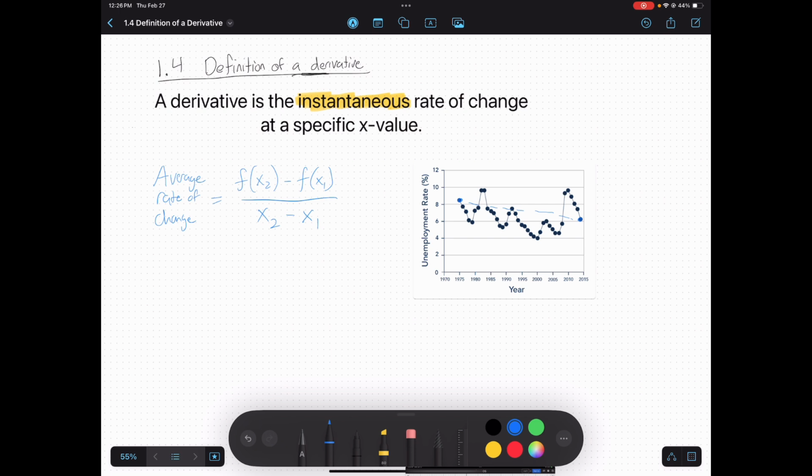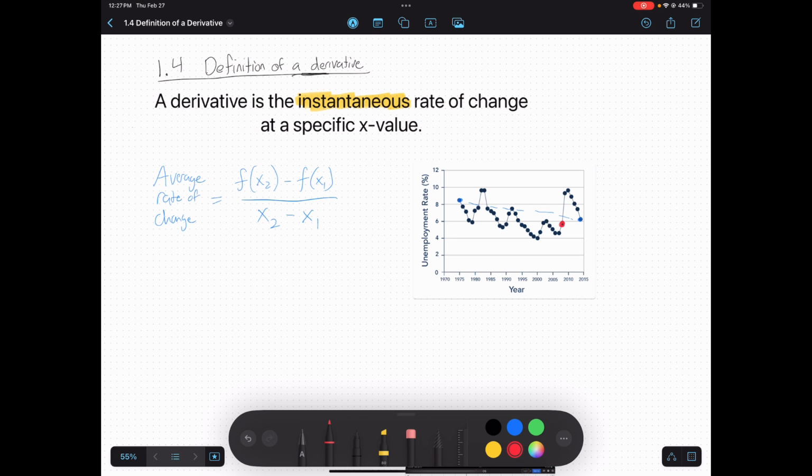We said, on average, this is how the unemployment rate is changing over this interval of time. Well, what a derivative does is it says, well, what about in 2008? What about at a very specific time? How is the unemployment rate changing in 2008? Well, we can see that obviously the unemployment rate's increasing. It's going up, which is not the same as what we found in the average rate of change. So we could potentially have a very different value if we focus in on just a specific point.